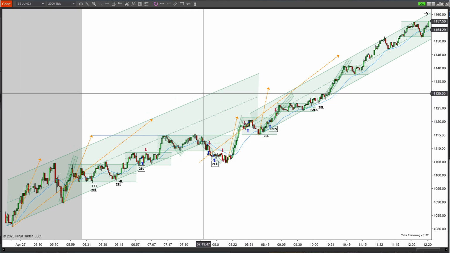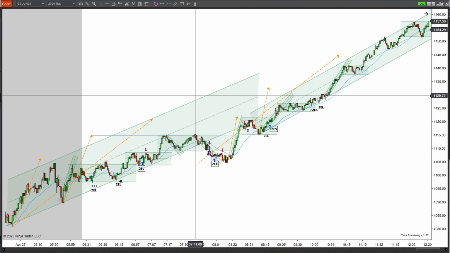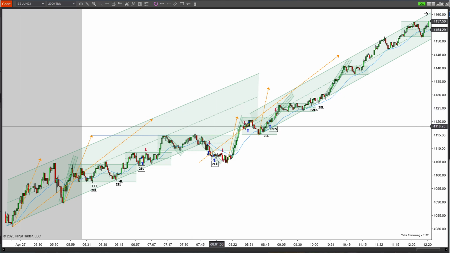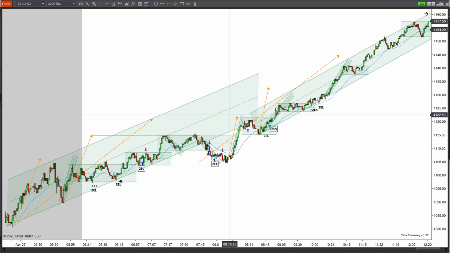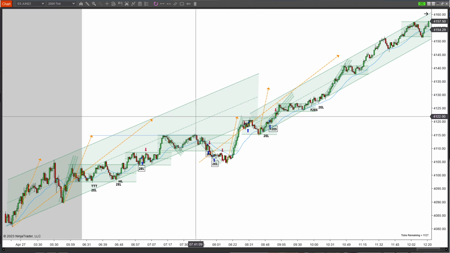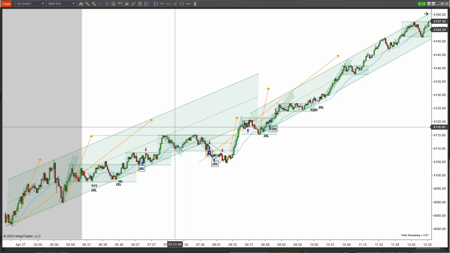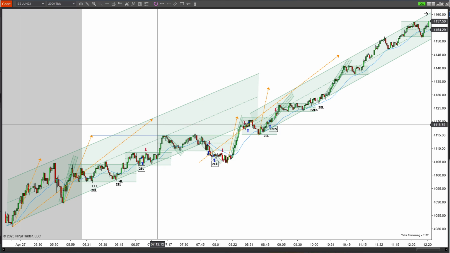NinjaTrader is a new platform for me. I used to use ThinkOrSwim. I still use ThinkOrSwim, but not for futures trading because there are some quirky things in it, and I wanted to try out NinjaTrader. So this is the NinjaTrader platform. I'm going to go through the trades, and I might make a future video comparing ThinkOrSwim against NinjaTrader when trading the futures, specifically the E-minis.